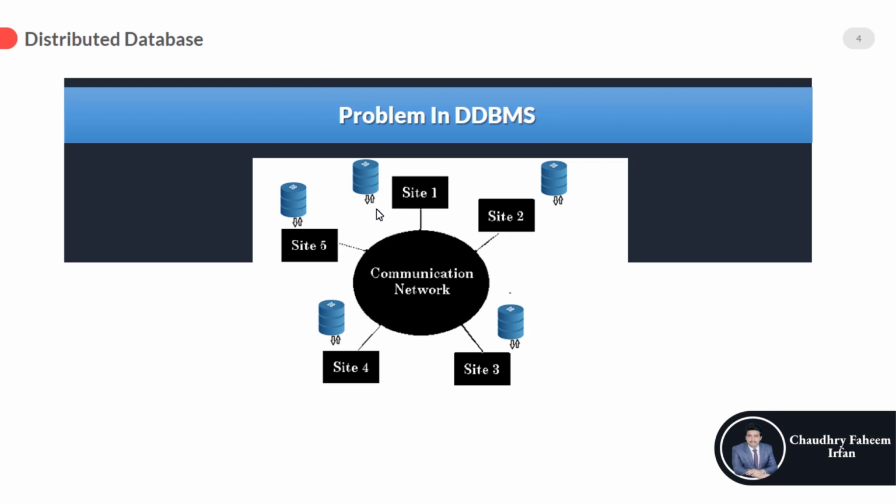So for example, I want to access data from site 1, site 2, site 3, but I am here at site 5. So what will be the best method? What will be the best algorithm to fetch the data by using the communication network from sites 1, 2 and 3? So we are going to work on the query optimization process. Query optimization will result in using minimum resources and our result should be according to our expectations.